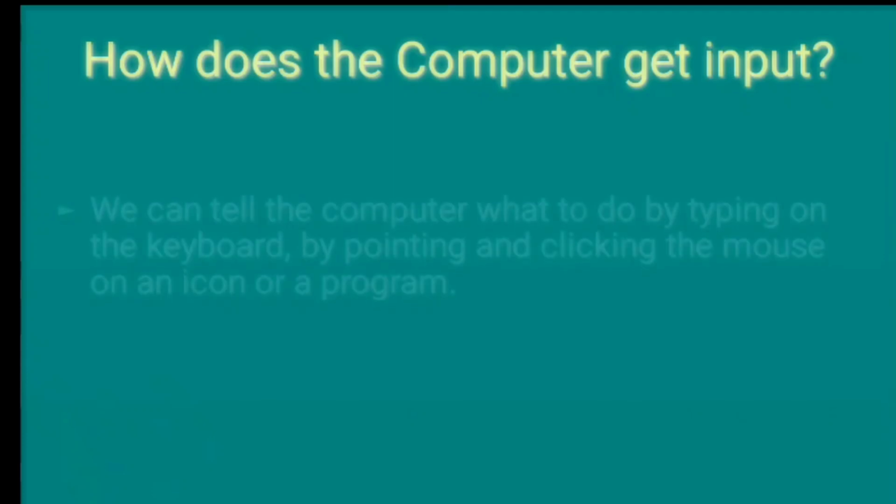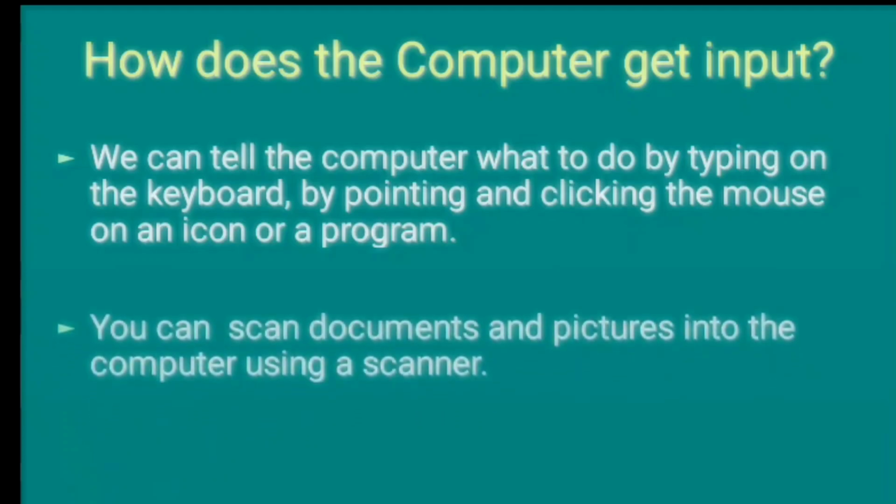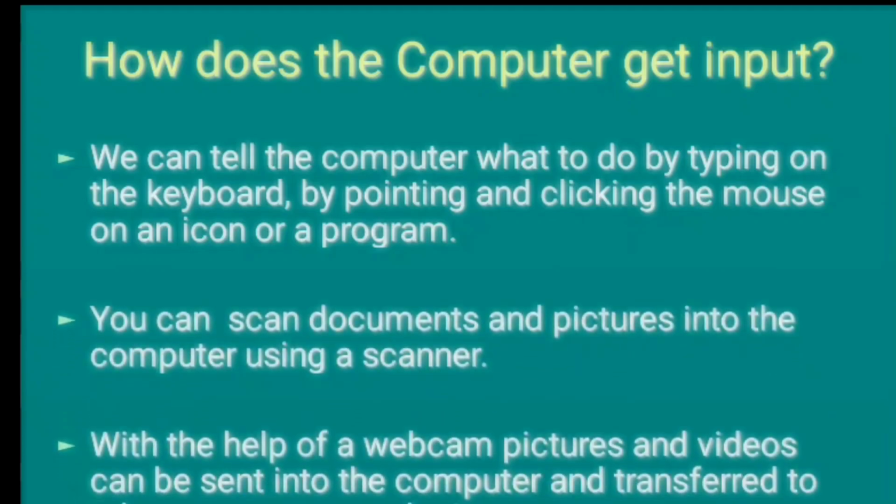How does the computer get input? We can tell the computer what to do by typing on the keyboard, by pointing and clicking the mouse on an icon or program. You can scan documents and pictures into the computer using a scanner. With the help of a webcam, pictures and videos can be sent into the computer and transferred to other computers on the internet.